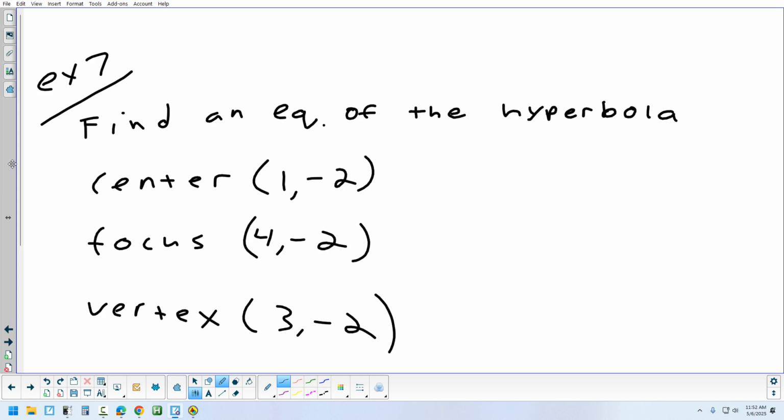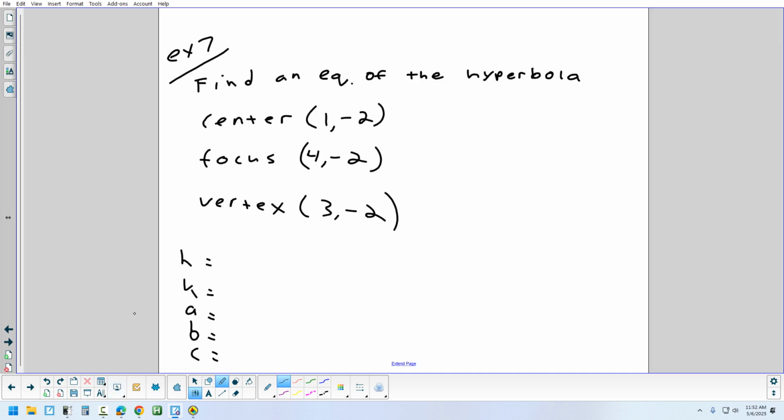How many letters do we have to figure out now in order to be able to find the equation? You need to know 5 letters: H, K, A, B, C. Are there any of those letters that we can find easily from the information that's given? I'd like to do those first if we can.